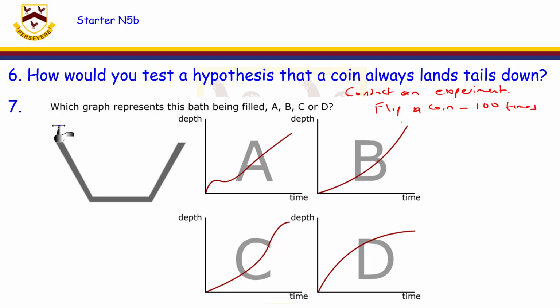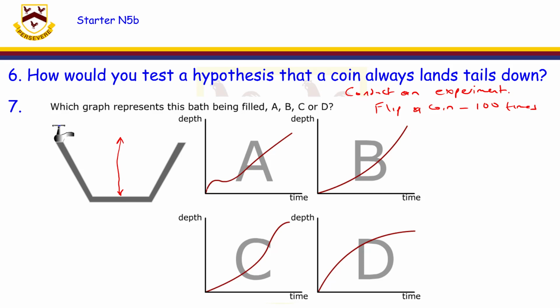Okay, an easy way to do it, if you were doing it in class, we'd split them up. So everybody would do 10 and then we'd collect it at the end. Okay, good. And question number 7. Which graph represents this bath being filled? A, B, C or D? So we're looking at the depth here. So we're filling it up and we're looking at how quickly it takes to fill it up.